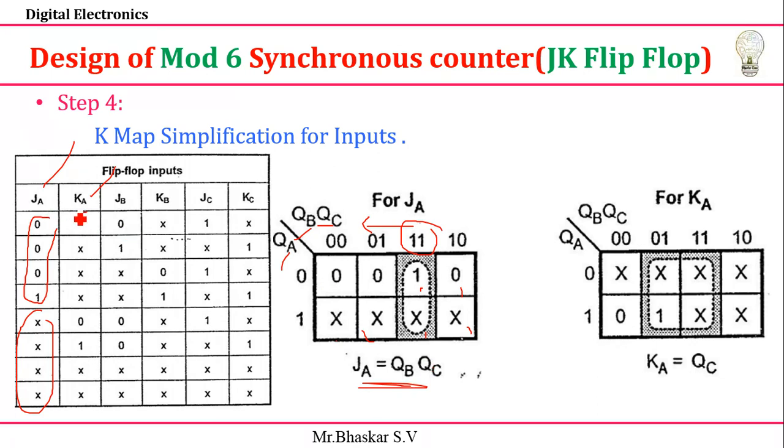Similarly, you try for KA. In KA, the first four values are XXXX. Just fill the values here, XX. Next it is 01XX. Here a quad is possible. Just do that. What is the expression you get? KA is equal to QC, because the common term here is 1, which is nothing but QC.